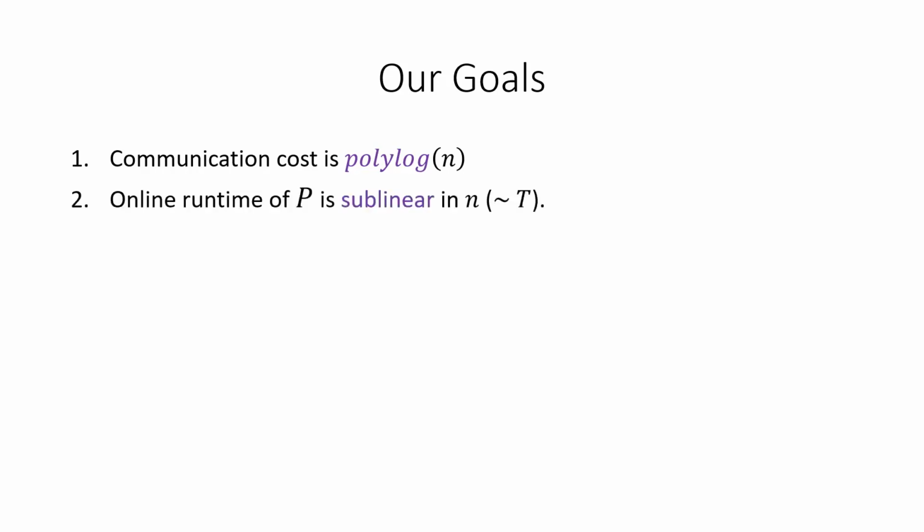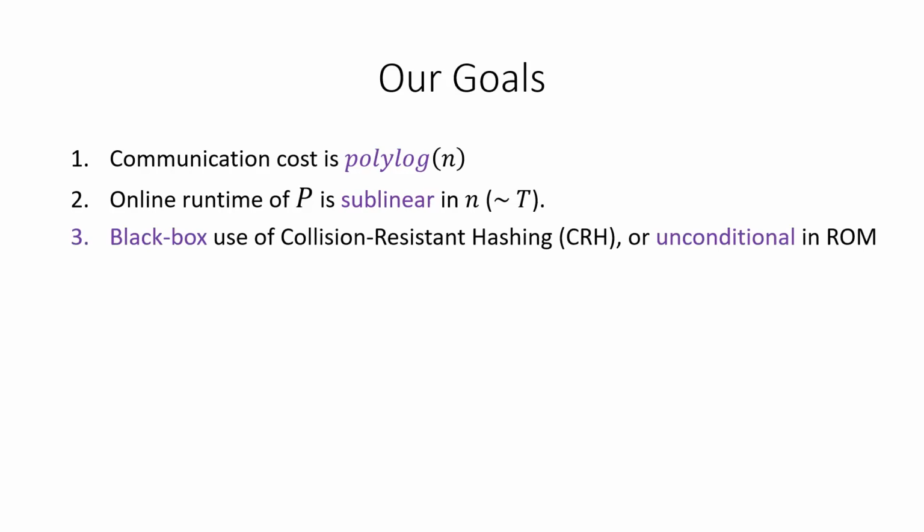So now in this work, we are interested in the following goals. That is, we want our SRAM construction to satisfy the following features. First, it should have a communication cost that is polylogarithmic in the size of the database. Then the online runtime of the prover should be dependent on T. That is, it should be sublinear in the size of the database. And the third requirement is that we should make black box use of the underlying crypto, that is, collision resistant hashing in this case.